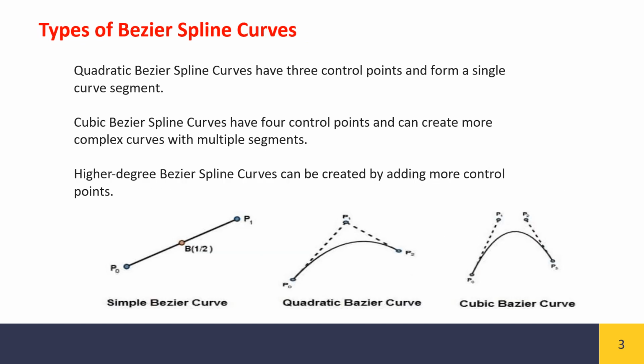Types of Bezier spline curves. There are different types of Bezier spline curves such as simple Bezier curve, quadratic Bezier curve, and cubic Bezier curve. Quadratic Bezier spline curves have three control points and form the curve segment. Here we can see in the second diagram. And cubic Bezier spline curves have four control points and can create more complex curves with multiple segments, which is in the third diagram. And the last one, higher degree Bezier spline curves, can be created by adding more control points in between.